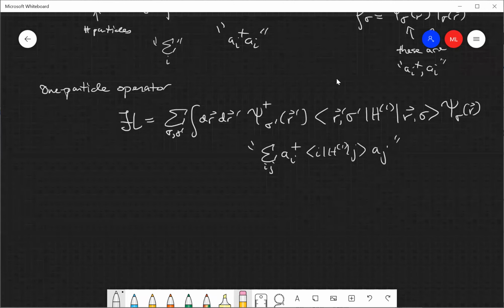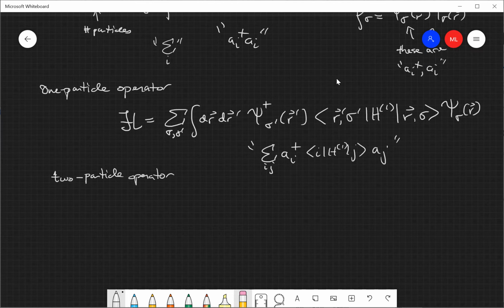And you can have two-body operators that describe interactions between pairs of particles. Two-body or two-particle operator. What does that look like? Well, now it's convenient to define it with a factor of a half, something I didn't mention before.